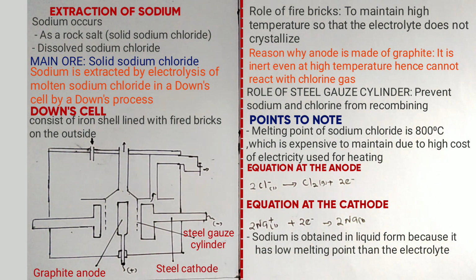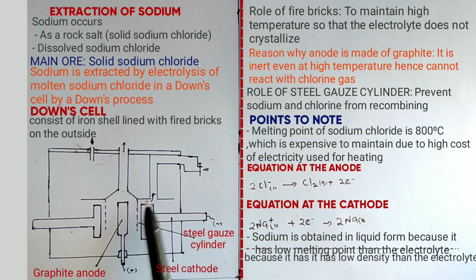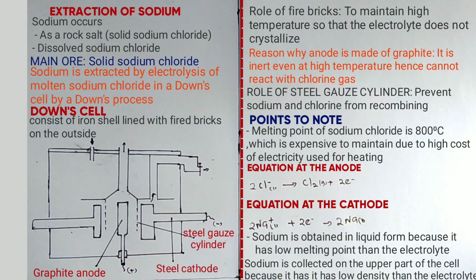Now after it's been formed, it is collected on the upper part of the cell, because it has a lower density than the electrolyte. The impurity in the sodium collected is calcium. How is it removed? During cooling, calcium crystallizes out first, leaving liquid sodium.